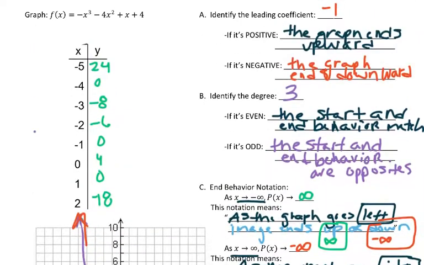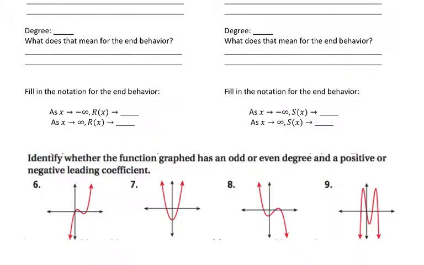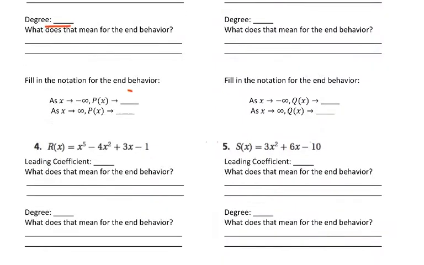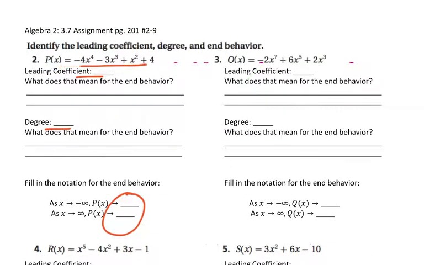Alright, so that is what you're going to be expected to do on your assignment. On your assignment, you're going to be given an equation, identify the leading coefficient, and then tell me what that means. Does it end up or down? Tell me the degree, and then what does that mean? Does it end up or down? And then you can fill in that idea with your negatives and positives. So you don't actually have to graph it. You just need to identify those properties.